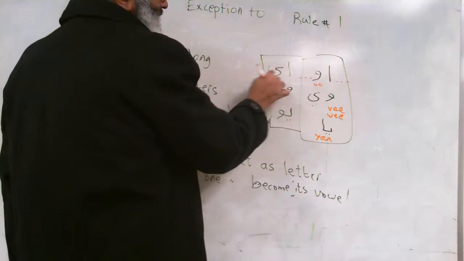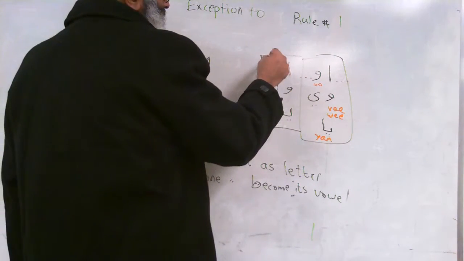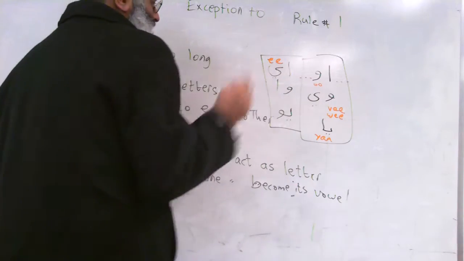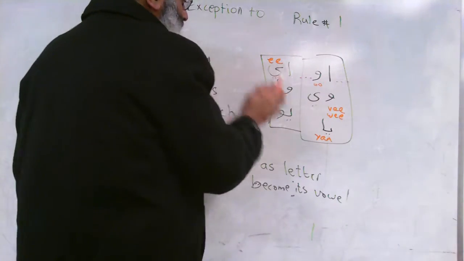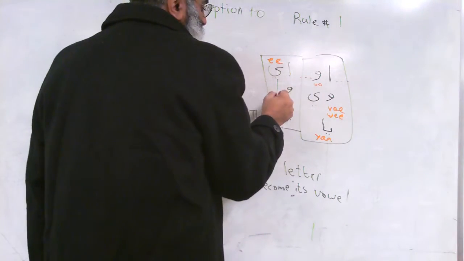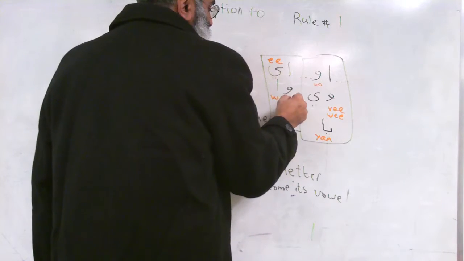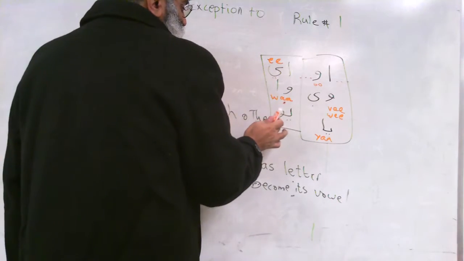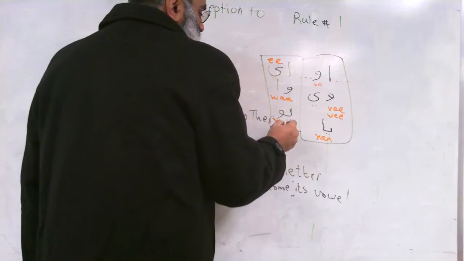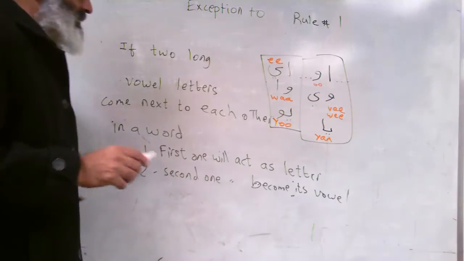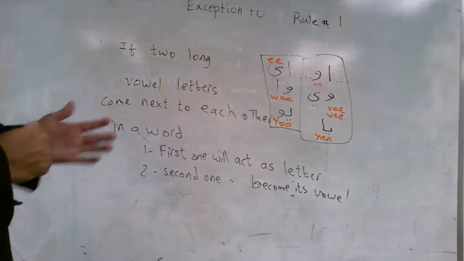This one here, alif is the letter, ya is the long vowel, becomes E sound. Waw with alif, same thing, waw is the letter, alif is the long vowel, becomes wa. Ya is the letter, waw is the long vowel, U. So, hopefully you get the hang of it.